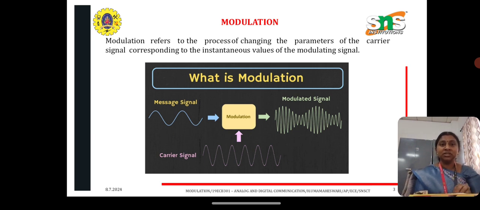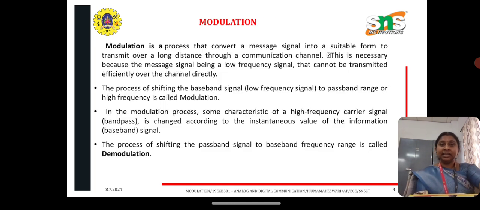It refers to the process of changing the parameters of the carrier signal corresponding to the instantaneous values of the modulating signal. Modulation is a process which converts a message signal into a suitable form to transmit over a long distance through a communication channel. This is necessary because the message signal, being a low frequency signal, cannot be transmitted efficiently over the channel directly. That is the process of modulation. The process of shifting the passband signal to the baseband frequency range is called demodulation.